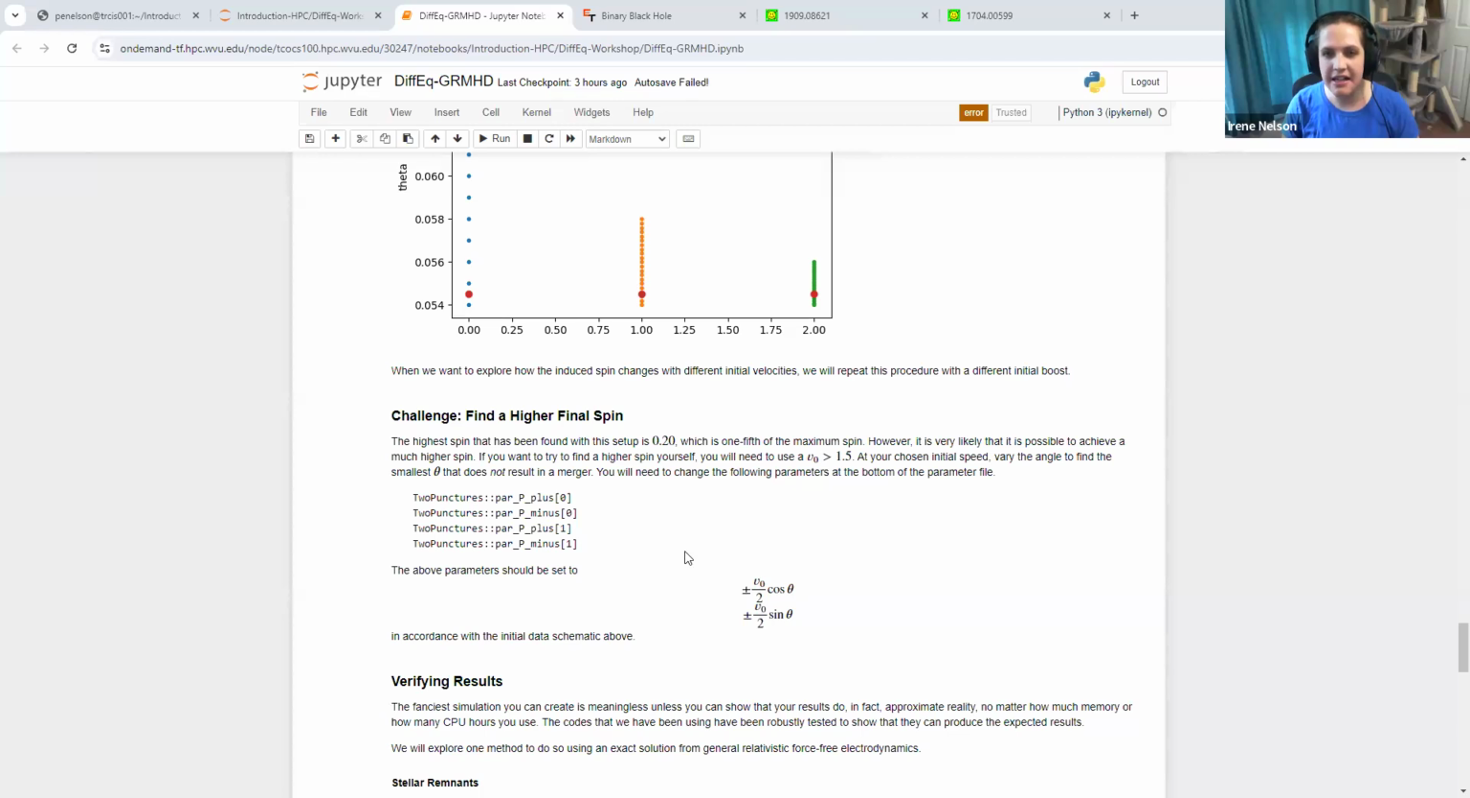However, from the analysis done on those cases, it's very, very likely that we can get much, much higher spins out of this. So if you were to do that, you would need to be using a value of v0 greater than 1.5. And then you'll need to carry out that search to try and find that merging angle, because that angle where the merger occurs is going to get smaller and smaller as we increase the initial speed.